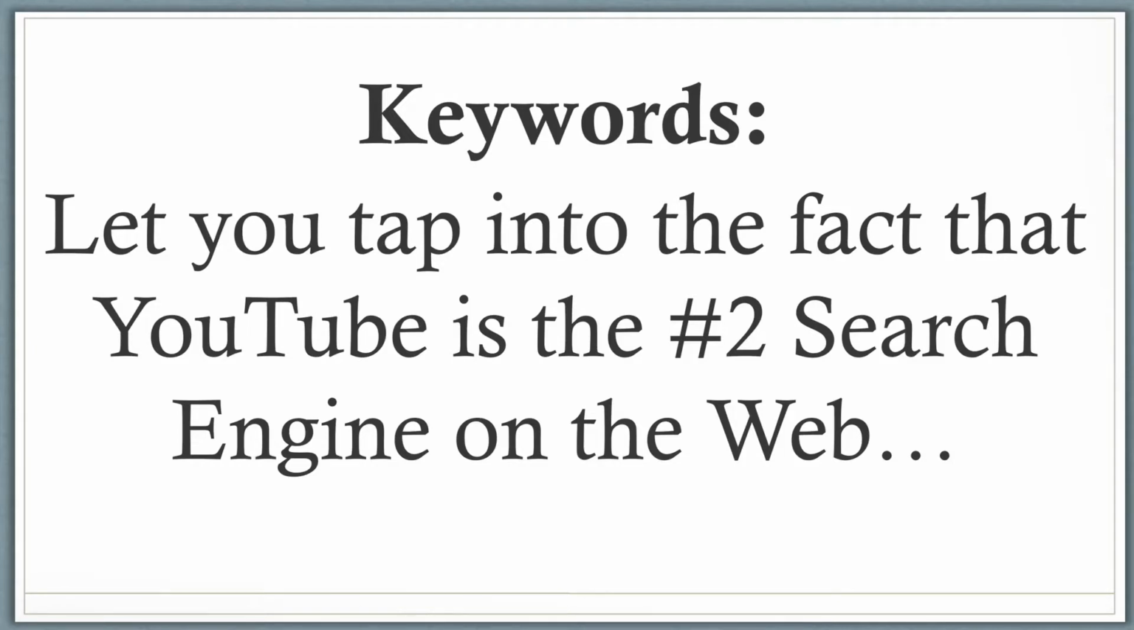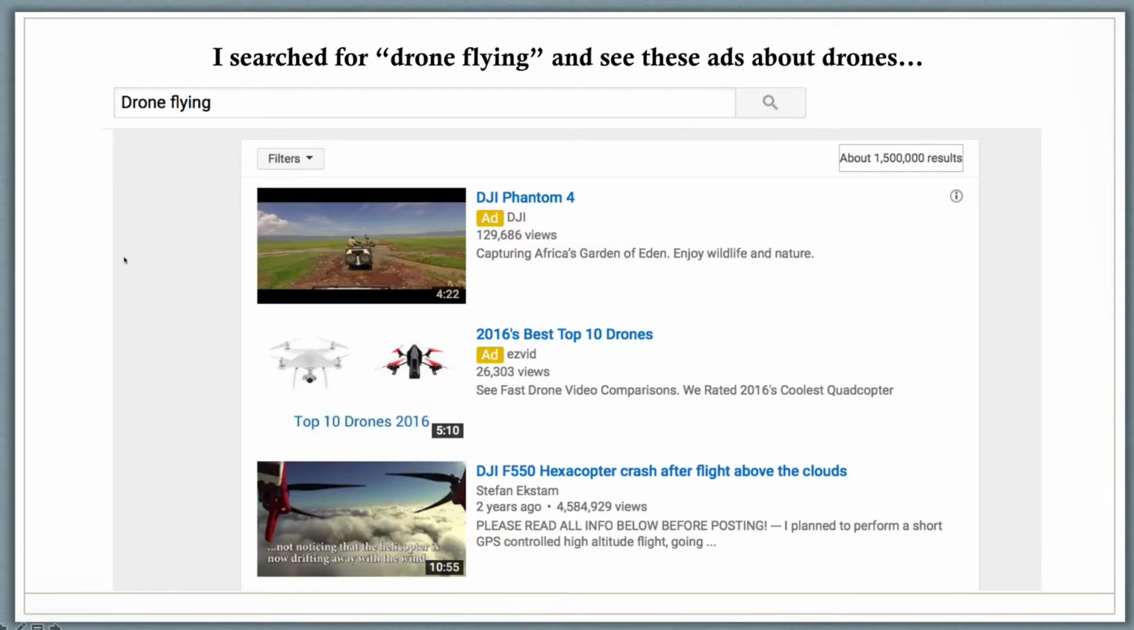Now, keywords let you tap into the fact that YouTube is the number 2 search engine on the web behind Google. So there is a ton of search traffic, and the cool thing about the search traffic on here is a lot of these people are searching for solutions to their problem. Right? So right here you can see I searched for drone flying, and these ads pop up, right? So it's probably just targeted by this keyword, drone.